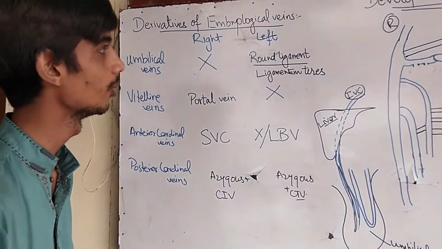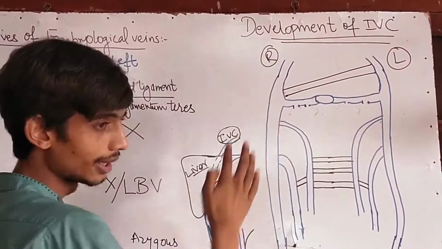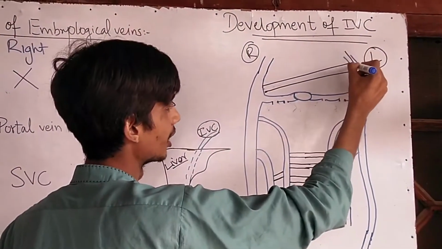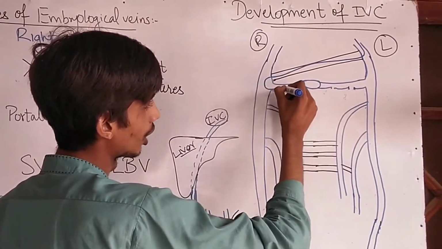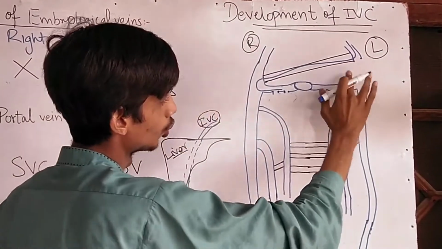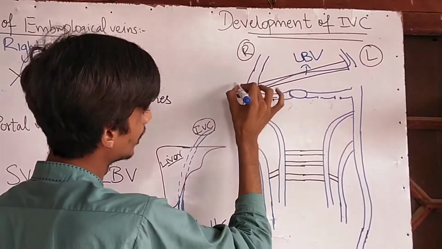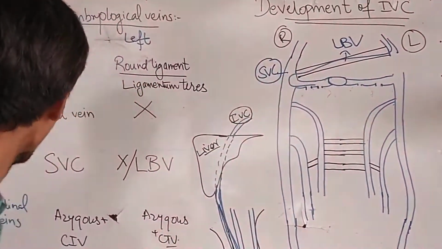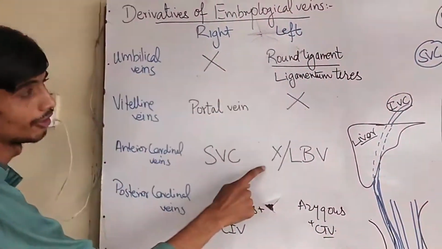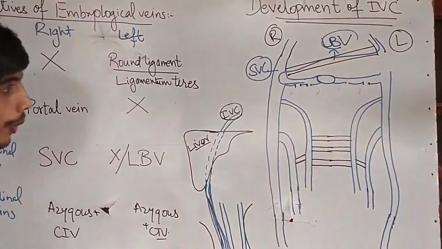What happens to the anterior cardinal veins? The left anterior cardinal vein makes an anastomosis with the right cardinal vein, so there is a left to right shunt. All the blood coming from this left cardinal vein will be shifted to the right cardinal vein and then to the common cardinal vein. This part also degenerates. So this one becomes the left brachiocephalic vein, and this part will now become the superior vena cava. So the anterior cardinal vein on the right side will become the superior vena cava, and on the left side its caudal part will regress, and the anastomosis will become the left brachiocephalic vein.